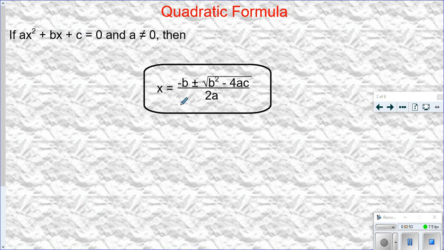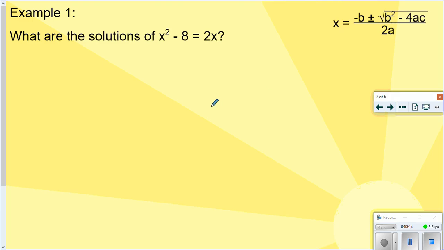All right, so let's look at some examples of using this. Also, just real quick, this plus minus here, that's because there's a square root. Remember, when you take the square root, you get two answers, a positive answer and a negative answer. So the square root of 9, for instance, is positive 3 and negative 3. All right, so let's look at our first example.